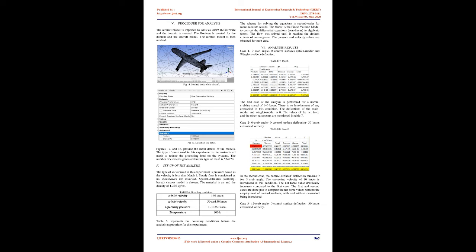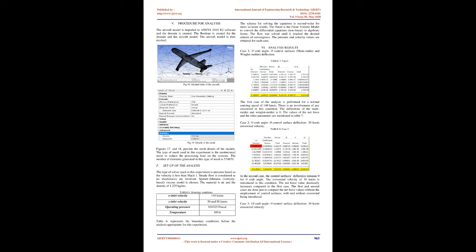In the second case, the control surface's deflection remains 0. 40. Crab angle. The crosswind velocity of 30 knots is introduced in this condition. The net force value drastically increases compared to the first case. The first and second cases are done just to compare the net force values without the employment of control surfaces, with and without crosswind being introduced.